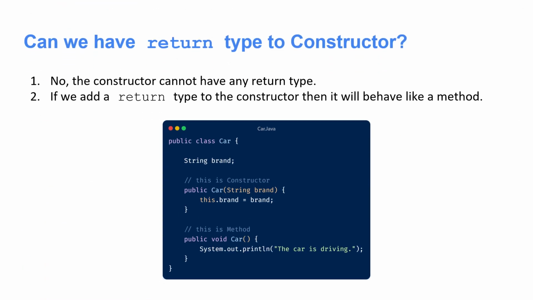Can we have a return type for a constructor? No, constructors in Java can't have a return type, not even void. If you add one, it won't be treated as a constructor anymore, it becomes a regular method. Constructors are special methods meant only for object creation, and adding a return type breaks that rule.